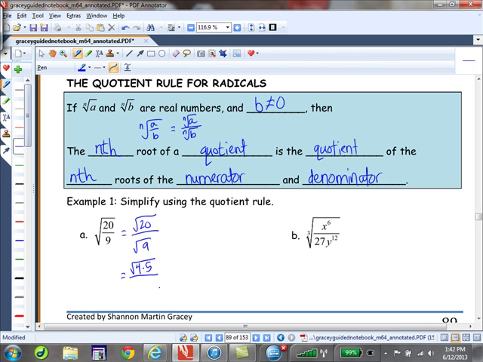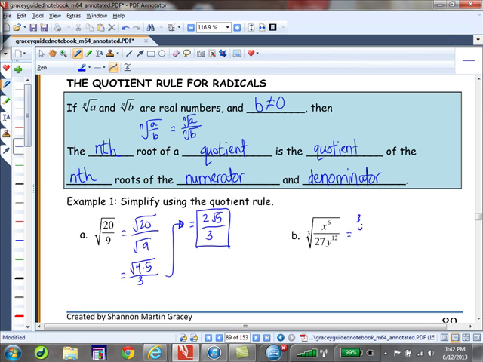You know what? I'm going to come up here. So we'll have the square root of 4 is 2. And then we'll have times root 5, because we can't do anything with that, over 3, and we're all done. That is simplified. Okay, now, similarly, we're looking for cube roots.